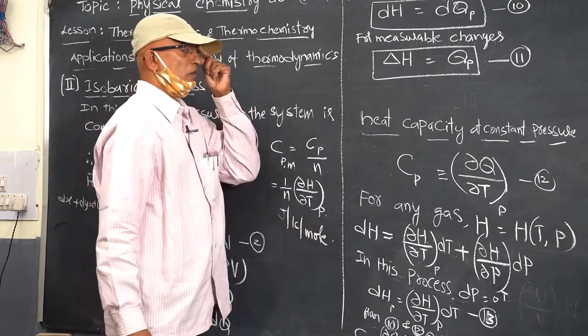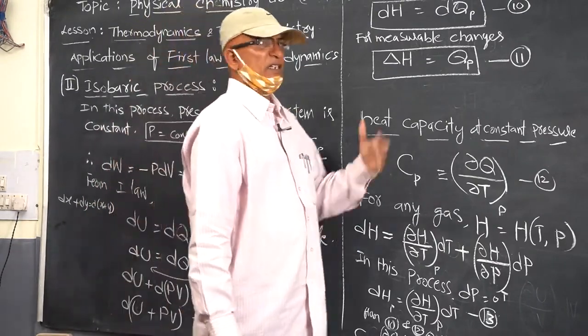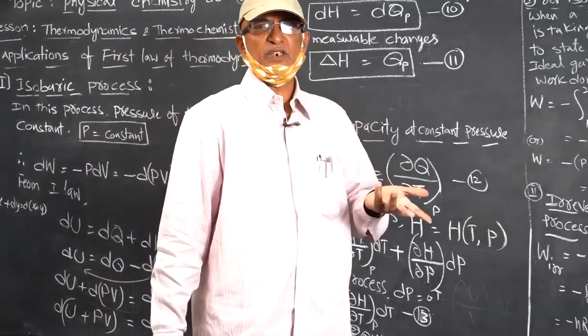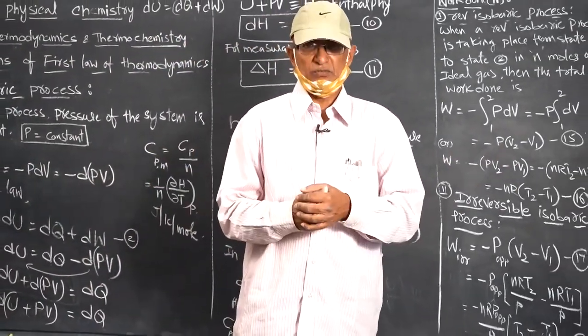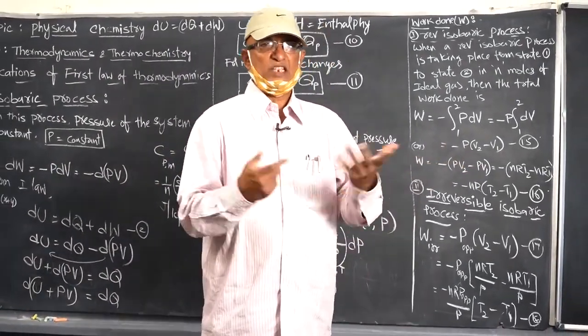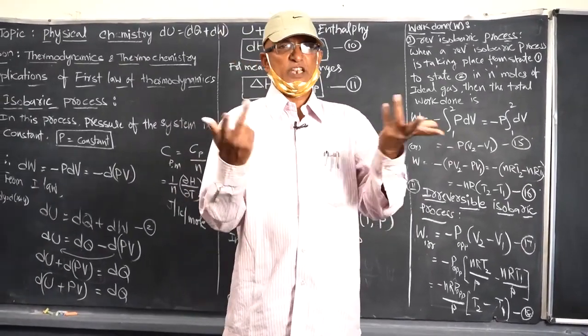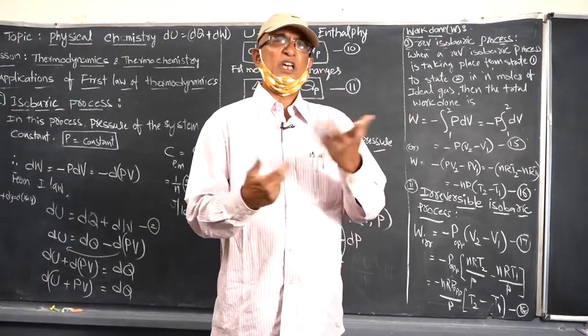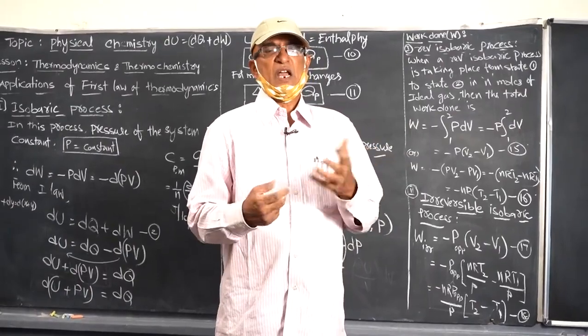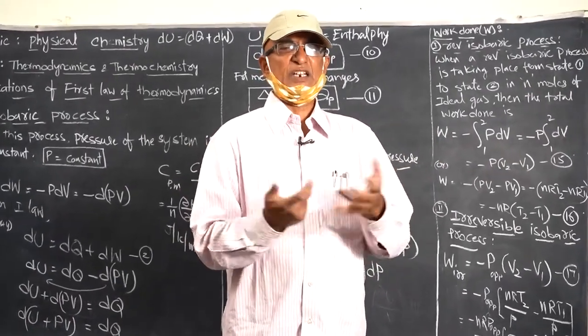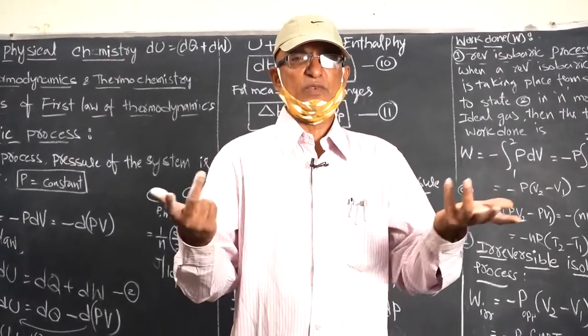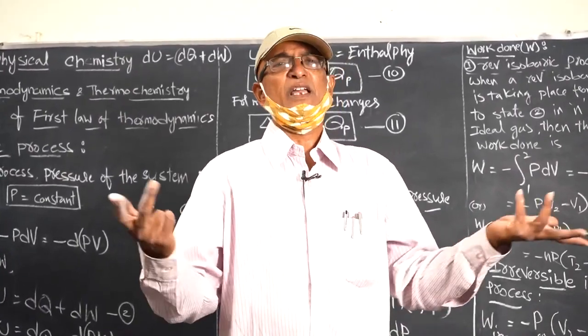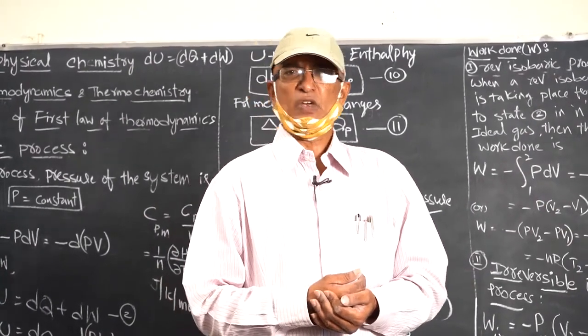Now we are calculating the work done. In the isochoric process, we have not calculated the work done because the work done is always 0. As the volume of the system is constant, there is no expansion work and no compression work, therefore work done is always 0. And what is the heat interaction? Heat interaction at constant volume in an isochoric process is nothing but the internal energy change, delta U.